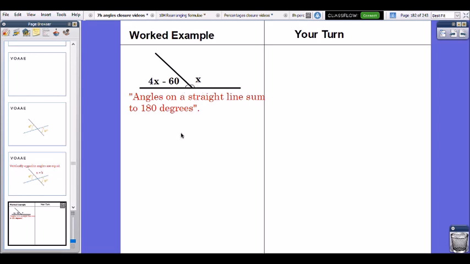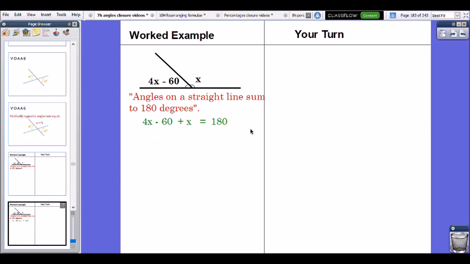So what I can say, I can write this sentence, I can say angles on a straight line sum to 180 degrees. So this angle, so 4x minus 60 plus angle x, they equal 180 degrees. So let's write that as an equation. Okay, do we understand that? So just taking my two angles, so here's my first one, and here's my second one, added them together, and they equal 180 degrees. I know that because of that angle fact that we learned a few lessons ago.